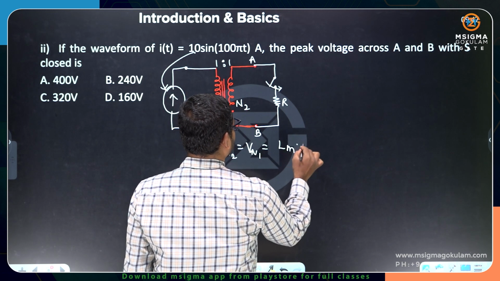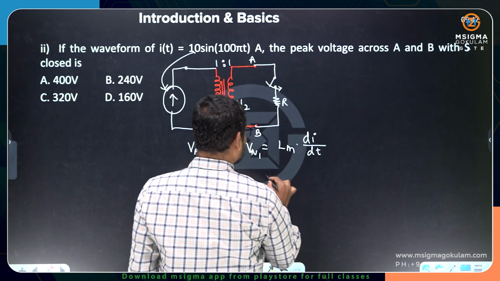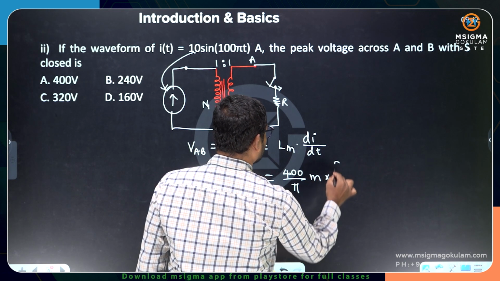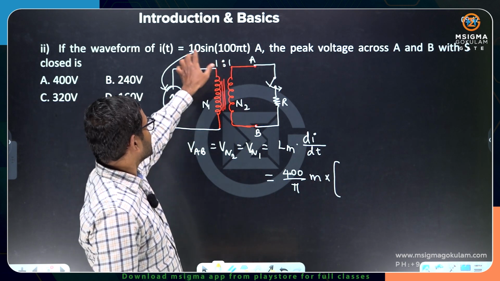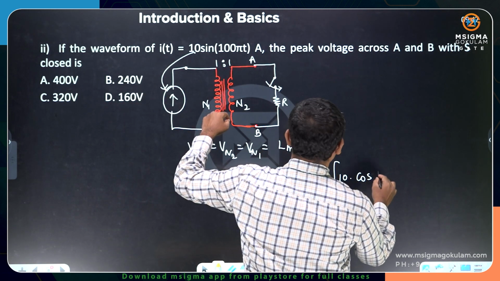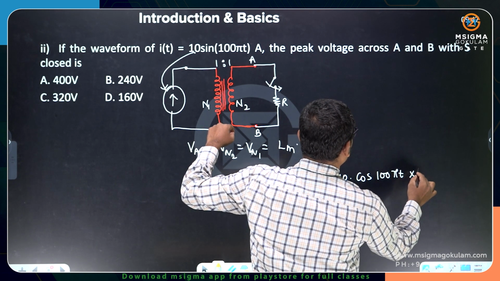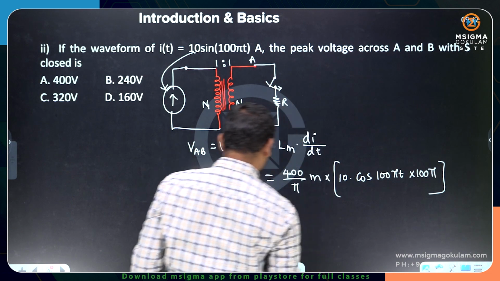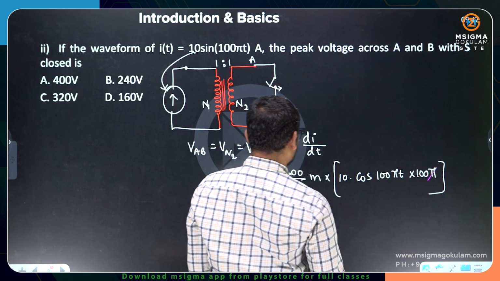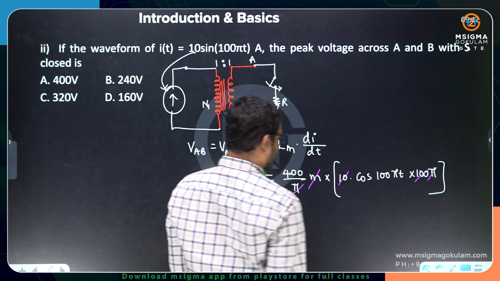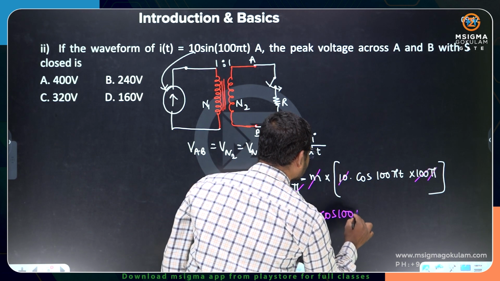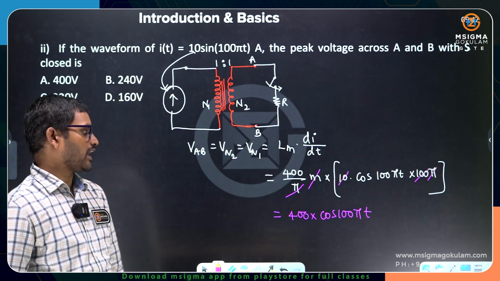So L, the magnetizing inductance, into di by dt. What is the magnetizing inductance? 400 by pi millihenries into the differentiation of the current waveform. If you differentiate 10 sine 100 pi t, 10 into the differentiation of sine will be cos 100 pi t into 100 pi. So pi can be cancelled. Now this is milli, this 10 and 2 zeros can be cancelled. Now we are getting 400 into cos 100 pi t.